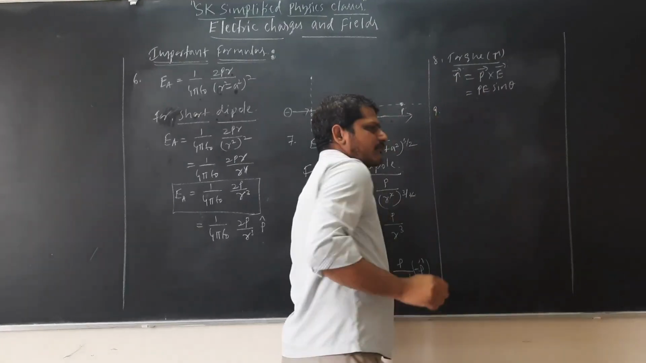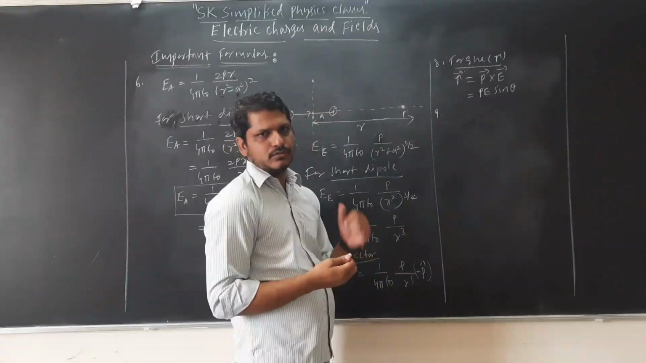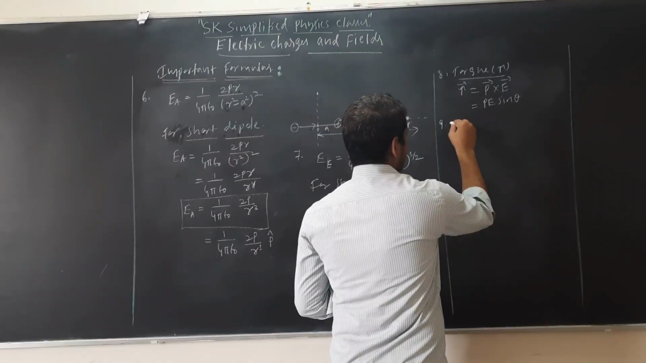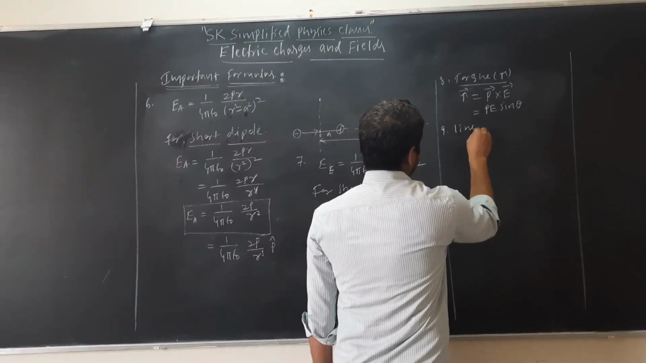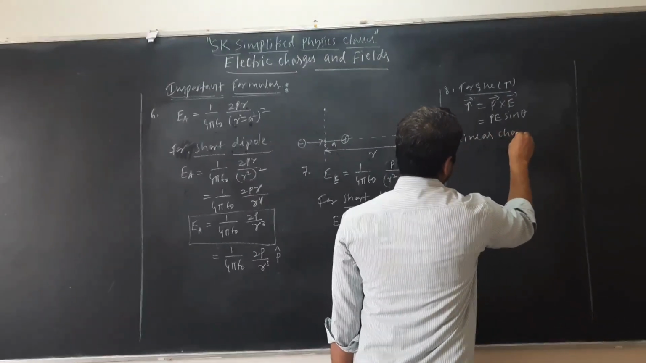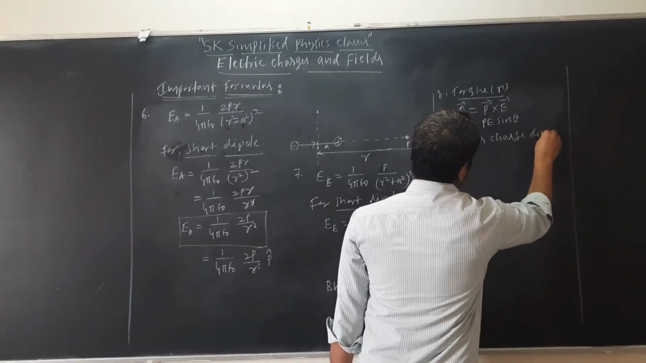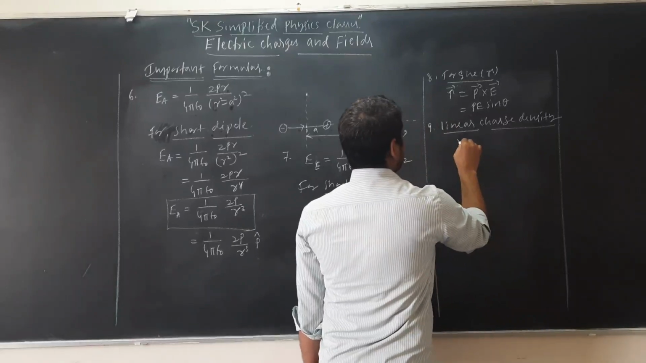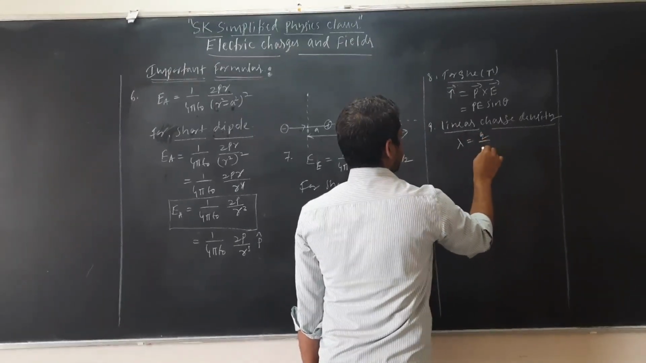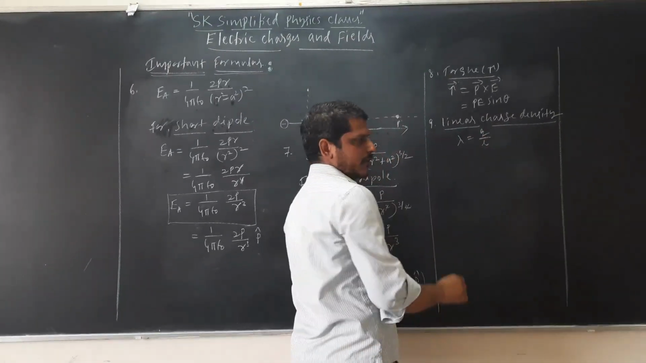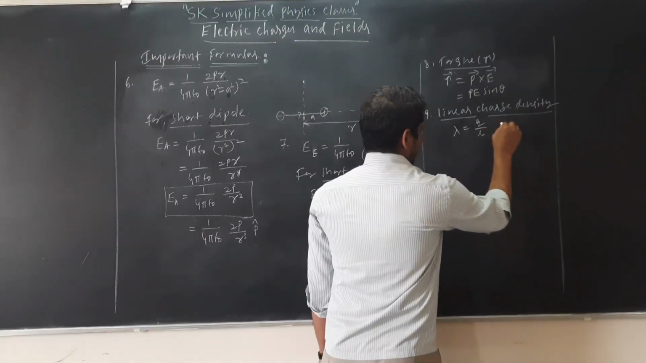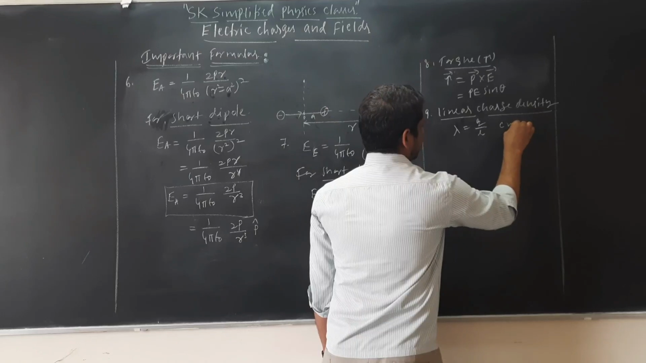Next we move on to continuous charge distribution. Regarding continuous charge distribution, first is linear charge density, which is denoted by lambda. This is Q divided by L, where Q is the magnitude of the charge and L is the length of the charge. The SI unit is coulomb per meter.